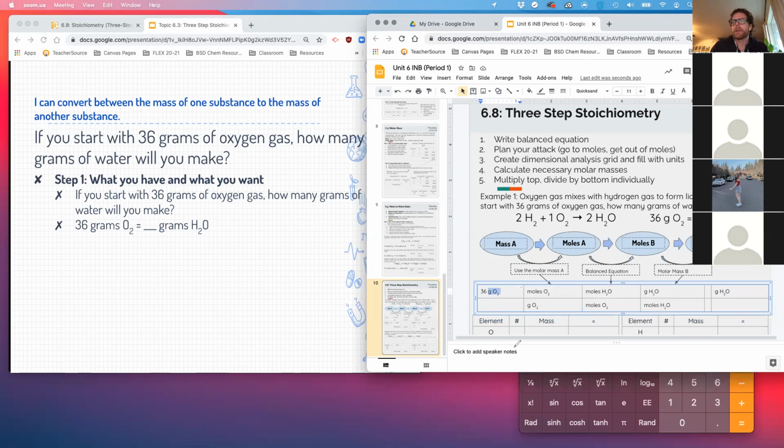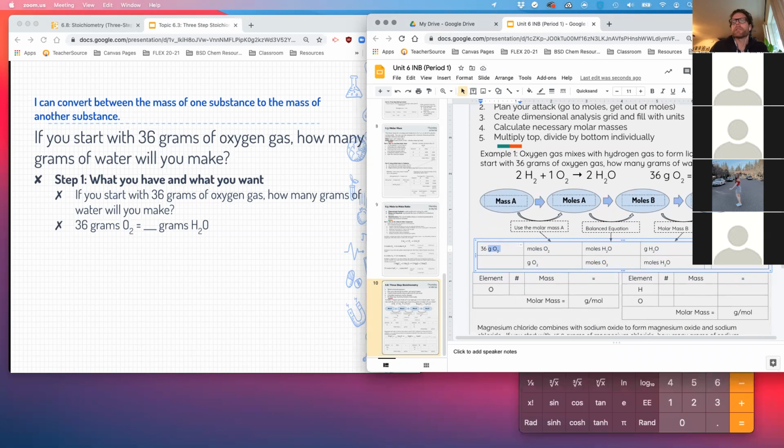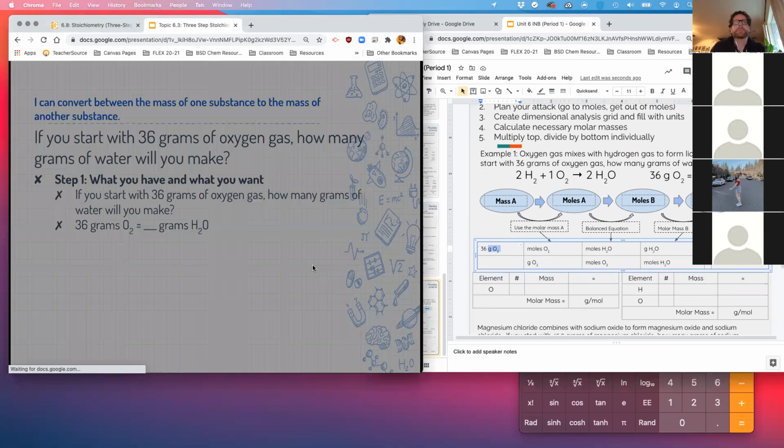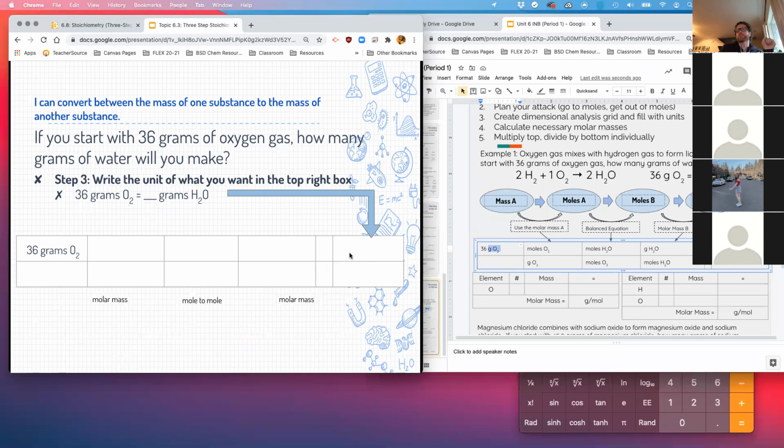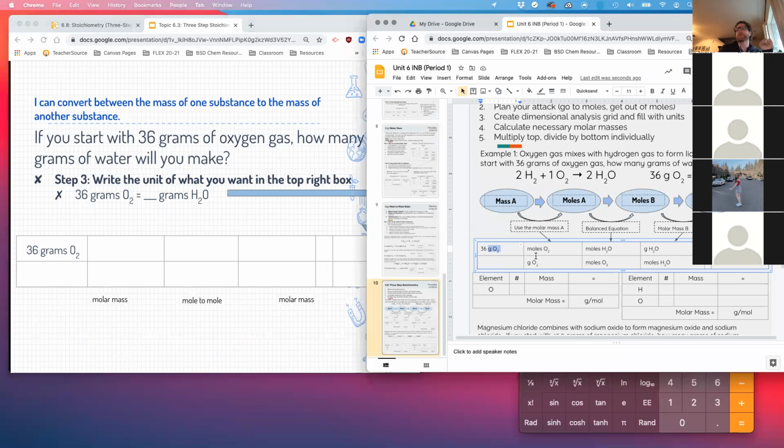Cool. So right now, everything perfectly lines up. Grams of O2 matches grams of O2, moles of O2, moles of O2, moles of H2O, moles of H2O, and I'm left with grams of H2O. So the next step is determining what I put in these values, okay? To do these, I have to do a little bit of the side hustle. I have to figure out what my molar masses are.